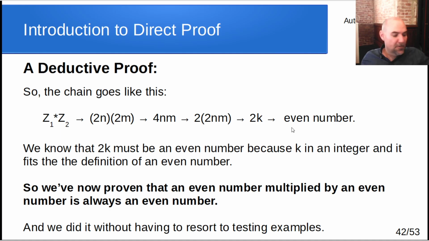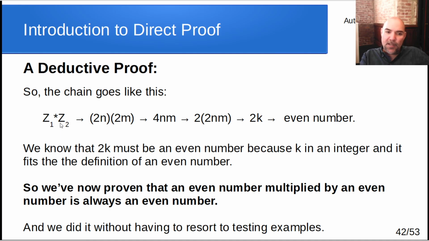And so that proves that any even number multiplied by any other even number is always going to result in an even number. And notice we could do all of that without having to resort to testing any examples at all. We don't have to, for example, try some input and see what happens. It's just right there in the proof.